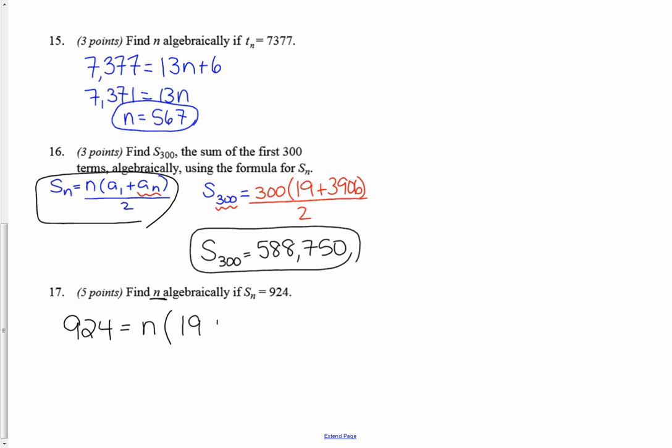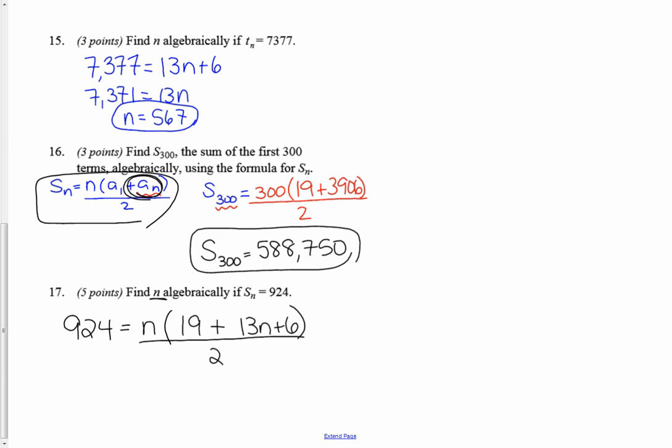The next thing I need to fill in my formula is this a sub n up here. I don't know what a sub n is because I don't know how many terms I have. But if I look back up at question 14, I have a formula for how to find a sub n, and that was 13n plus 6. So I'm going to fill in the whole formula for a sub n. All of this was divided by 2.